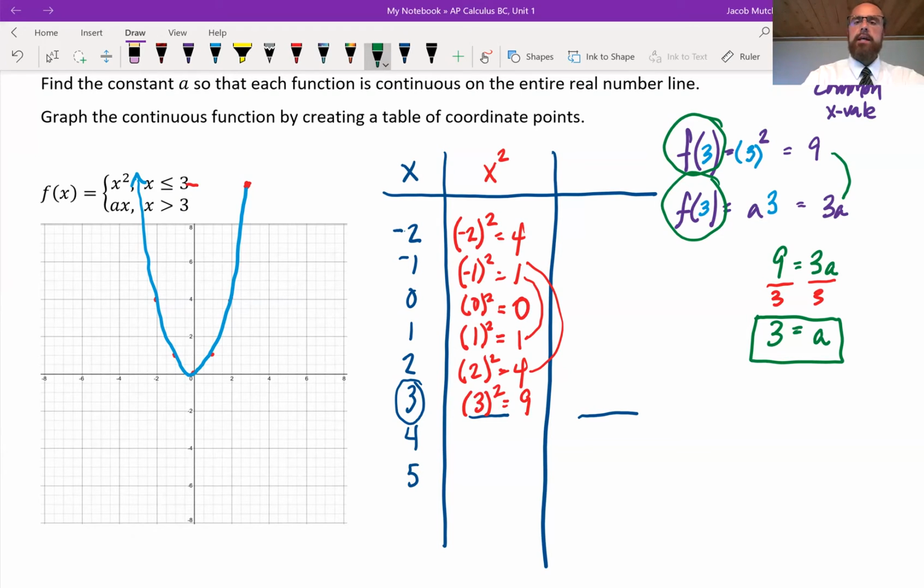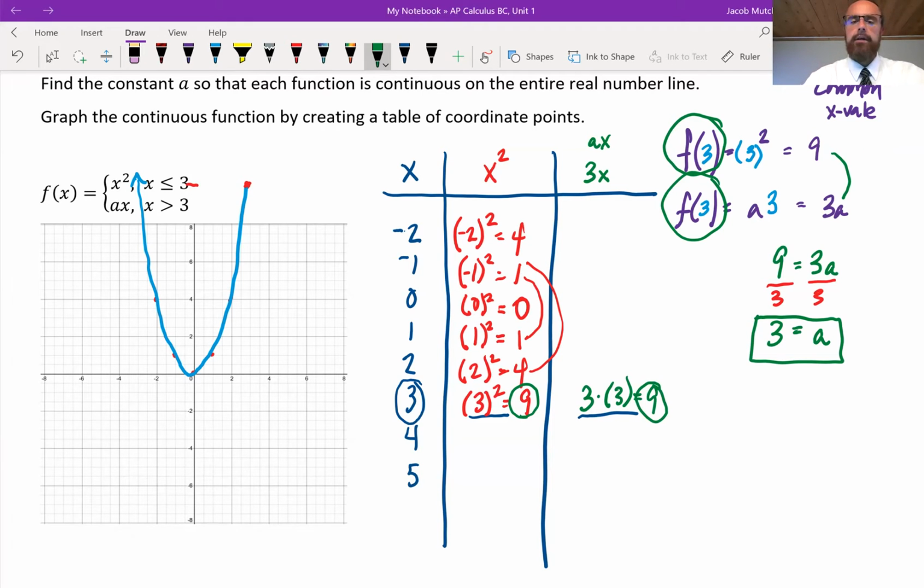So that's this ax. Now we had defined a as 3. That's what we solved for here at the outset. So I'm going to put 3x instead of ax. Where I'm going to begin is at the cutoff for the domain. So at 3, this is going to be 3 times 3, which is 9. Now that's a good sign because if we compare our y values at that threshold, they're the same.